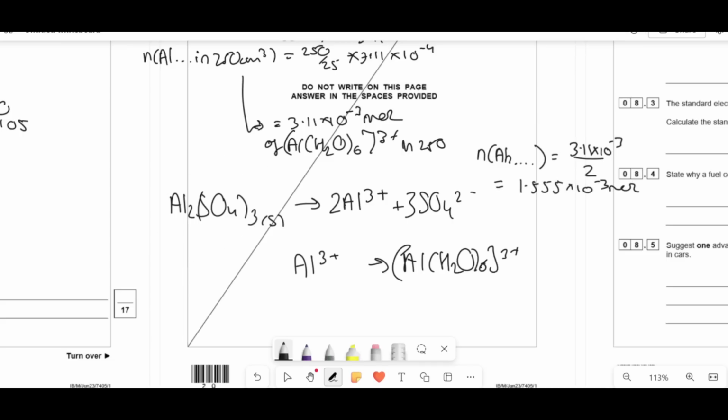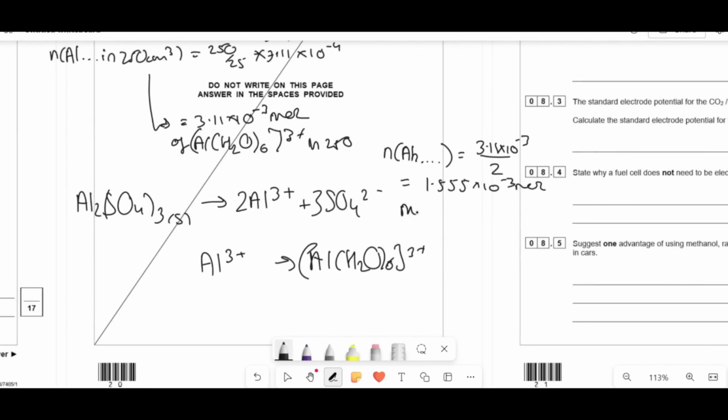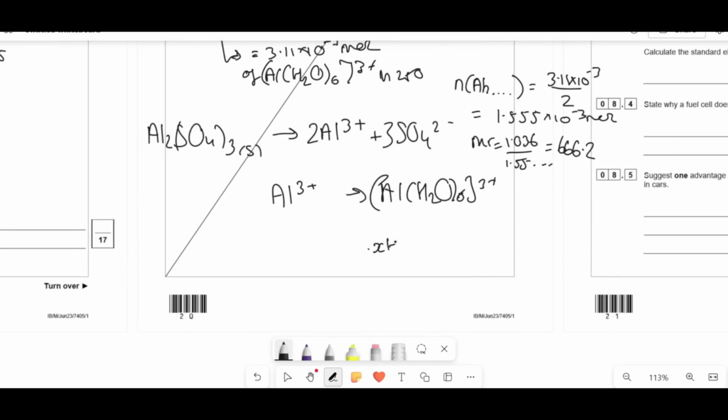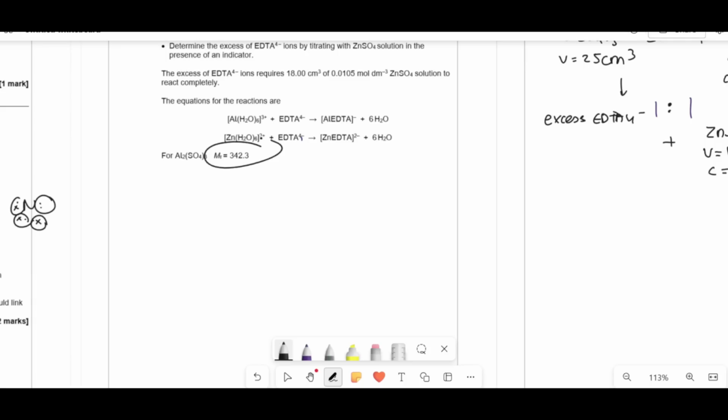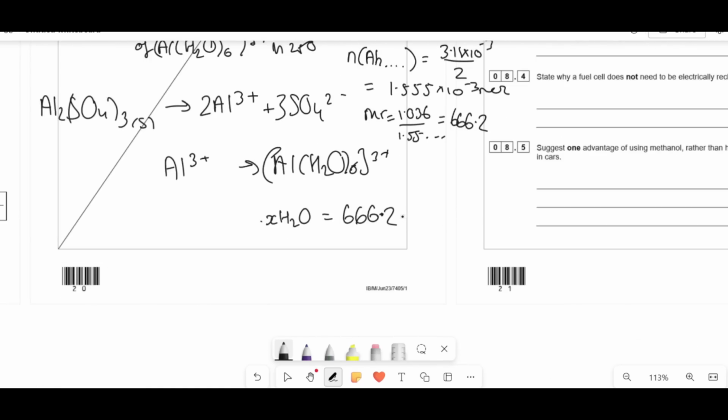Now you have the moles of the Al2 compound. We have its mass, which was 1.036. Its MR is just going to be 1.036 divided by the 1.555 times 10 to the minus 3 that we just worked out here. If we do that, that gives us a value of 666.2. And remember, that's this Al compound with the dot XH2O. So this dot XH2O has to be the 666.2 that we just worked out minus the MR of it without the H2O, which they've told you, where's it gone? It's somewhere here. And I've also written it there. So 342.3. So the difference of those are going to tell you the XH2O. So minus 342.3, right? So then on that basis, XH2O is going to equal 323.9.